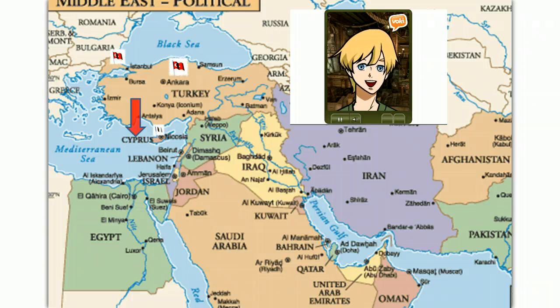Make sure you label both parts of Turkey. Turkey is split into two parts by the Bosporus Strait, which is a body of water. Cyprus is directly south of Turkey. It is an island in the Mediterranean Sea. Did you find them?